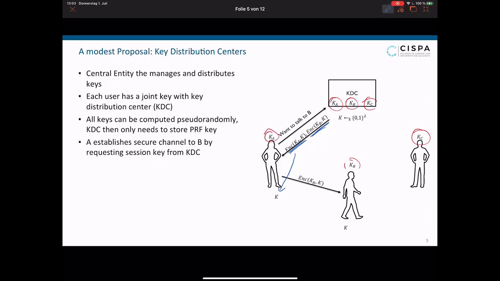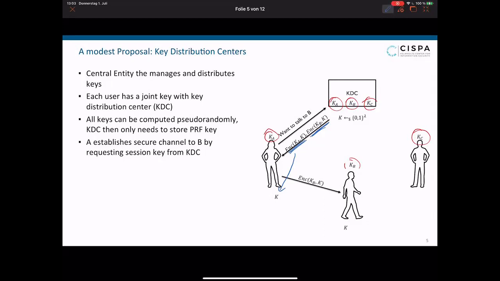Good. So there's a question on the chat. Do we need a KDC because we don't want to reuse keys? I missed that part. No, the reason we want a KDC is because we don't want to assume that Alice, Bob, and Charlie already have session keys with each other, right?